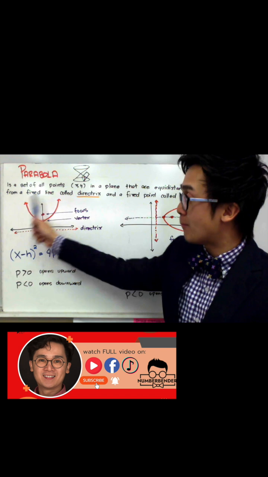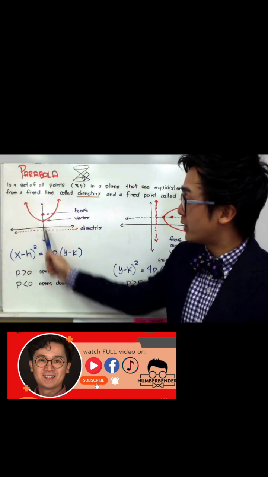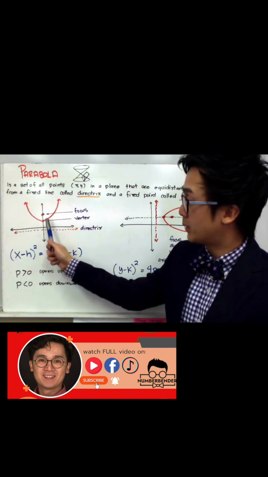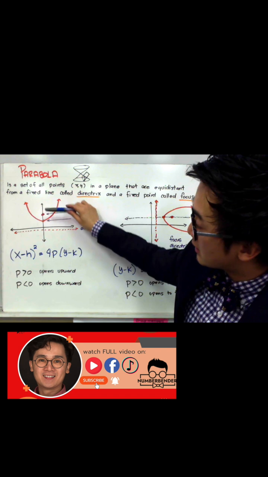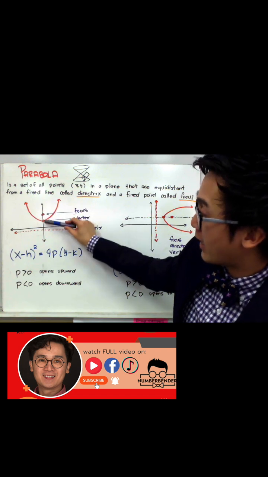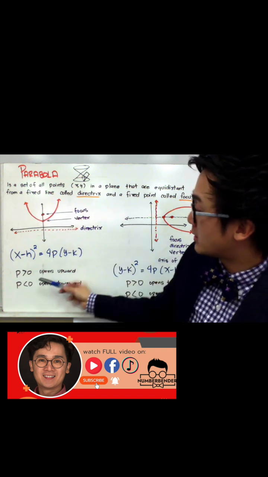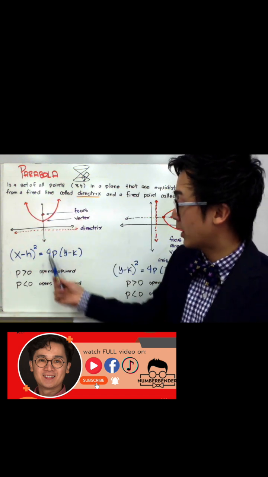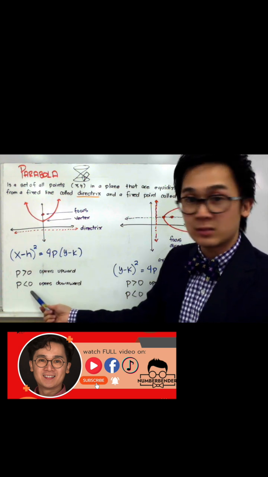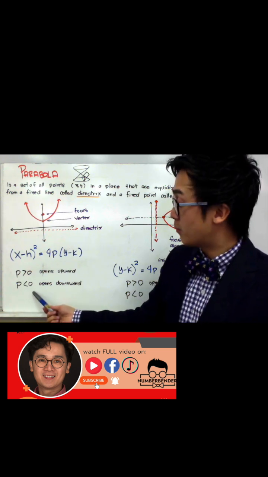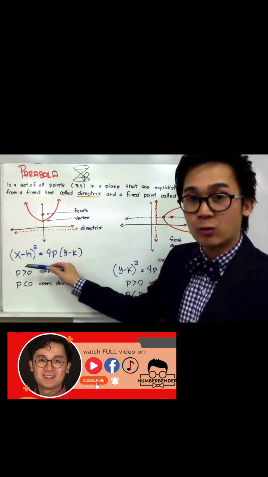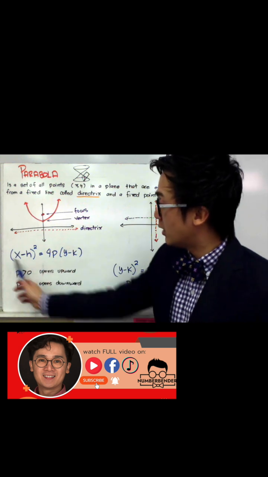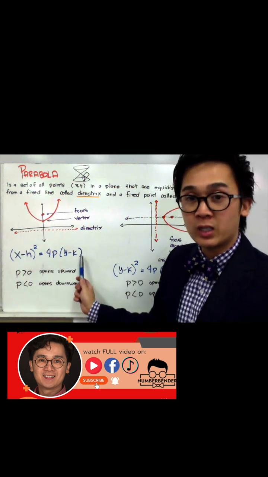So in this particular example, the p for this parabola will be a positive p, and p is the distance between the focus and the vertex. That is basically what p is in our formula. And when p is less than 0, which means it's negative, the parabola will be opening downward. Now, this is the general form for a parabola opening vertically.